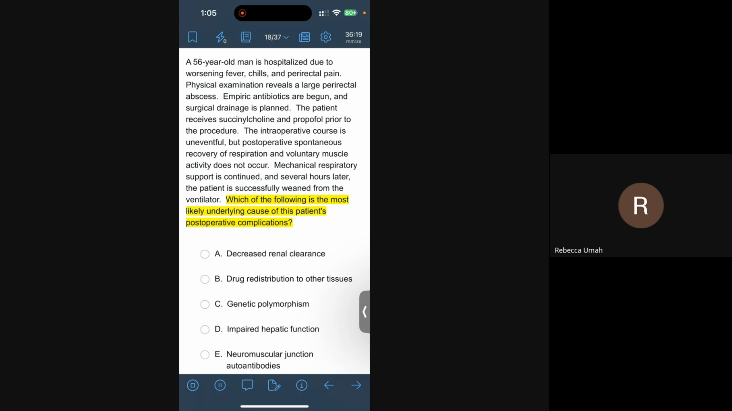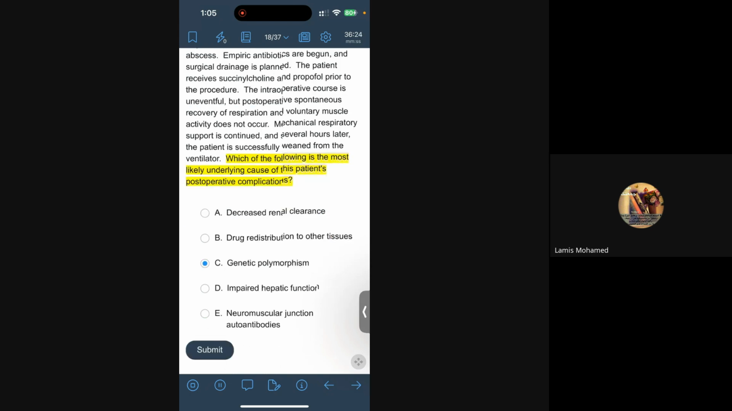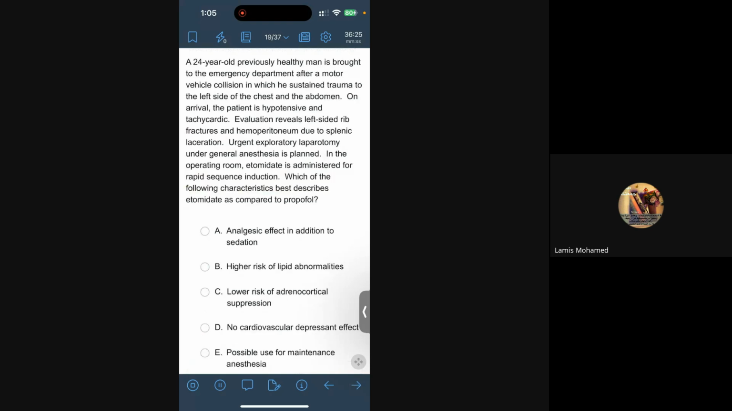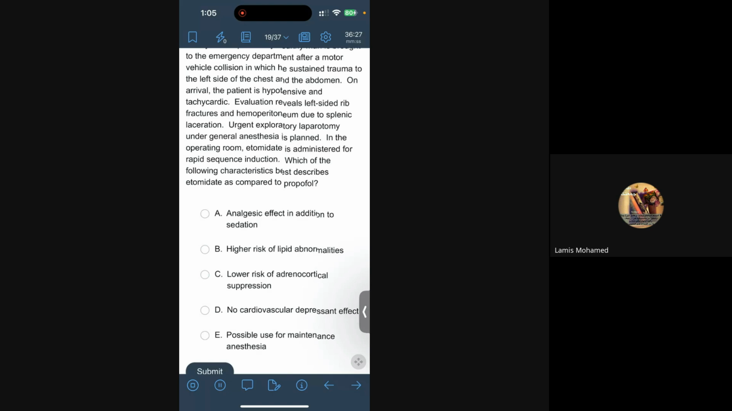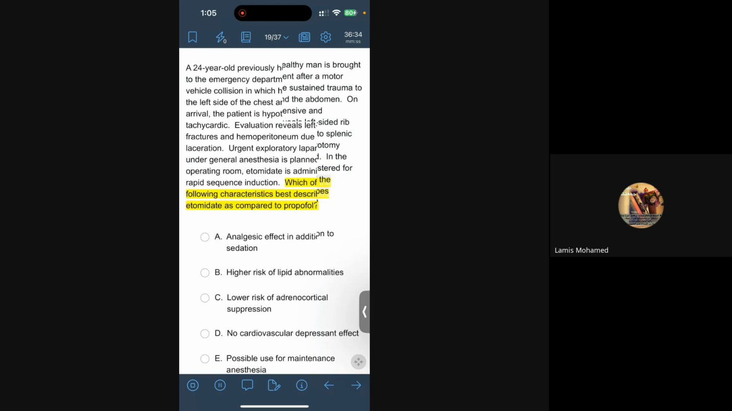We have also done this question before. What is the answer for this question? Genetic polymorphism. We have solved this question before. What will be the answer for this one? Etomidate as compared to propofol.